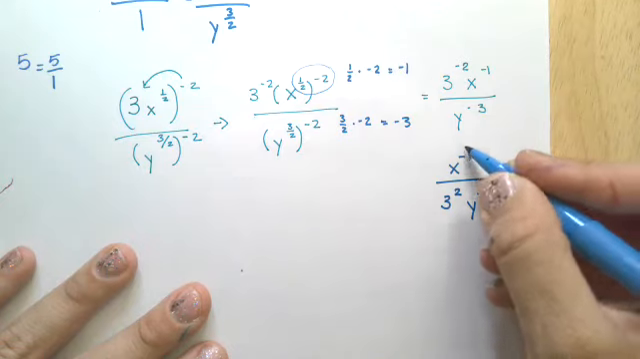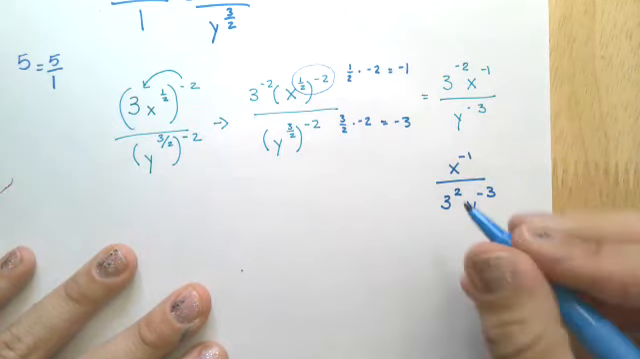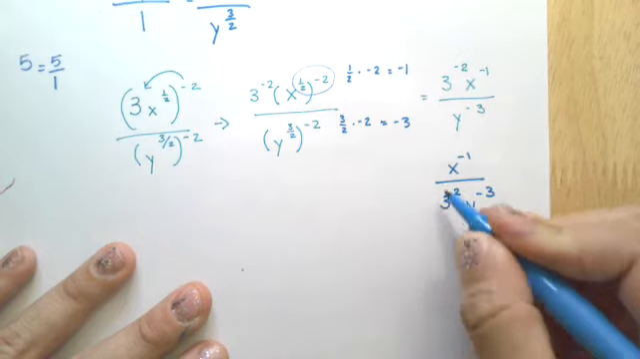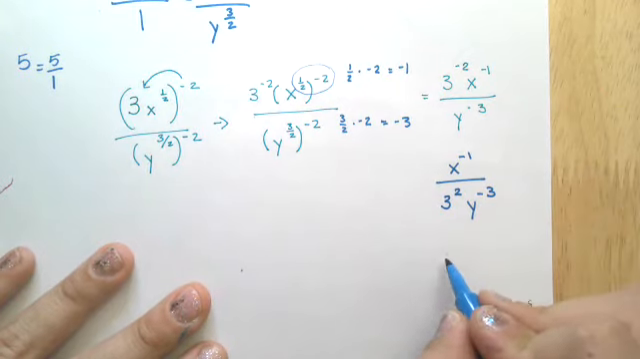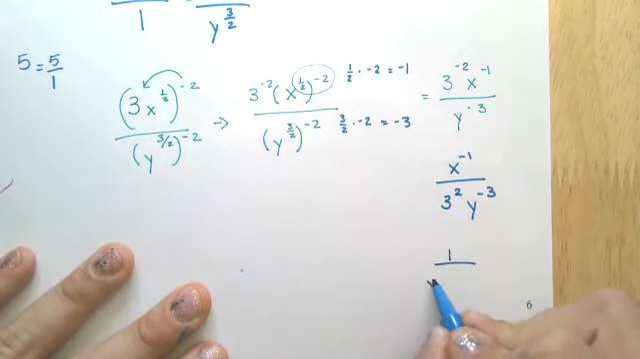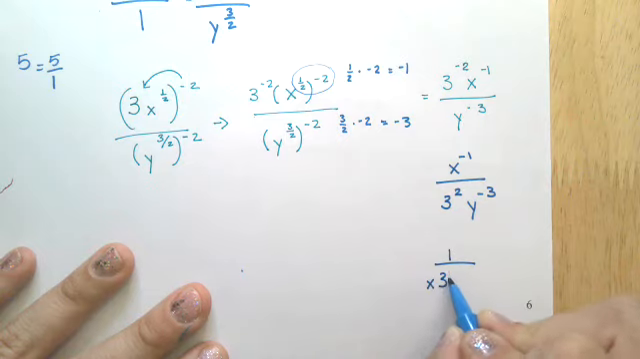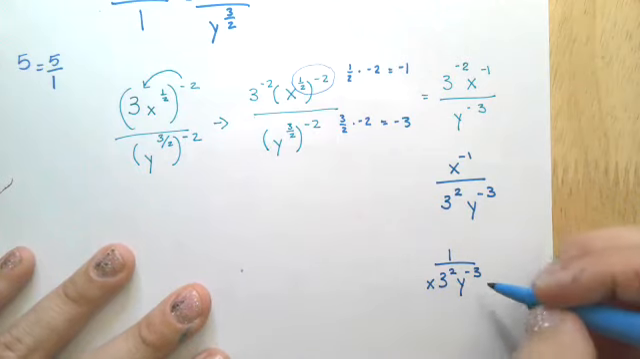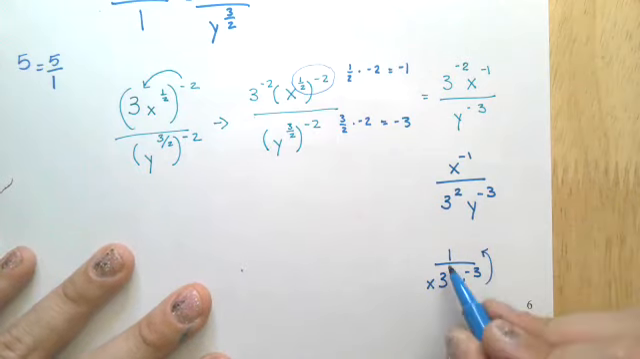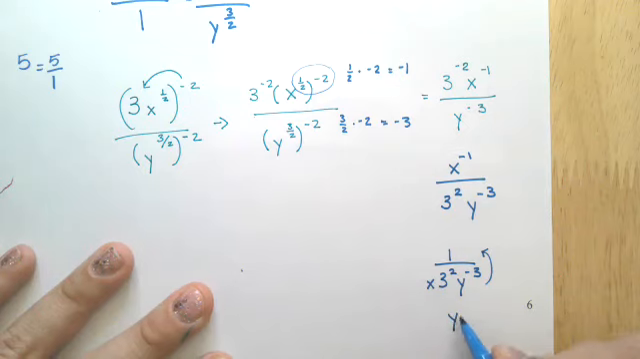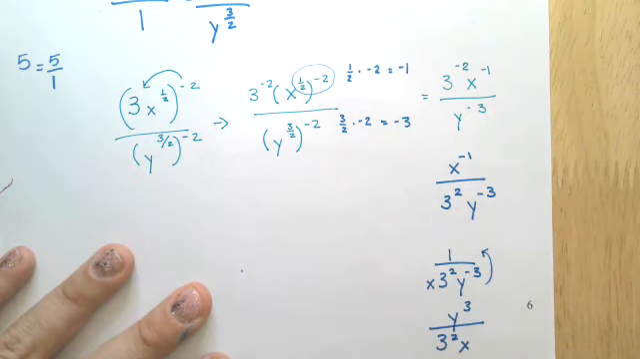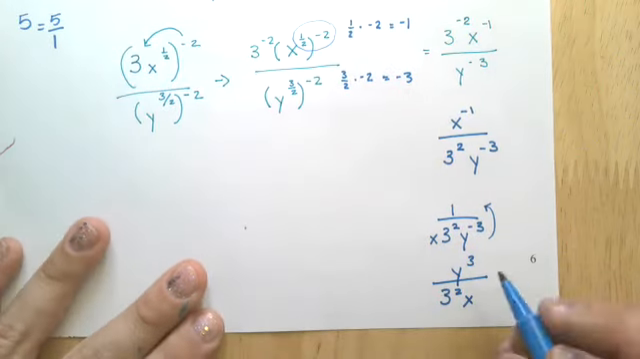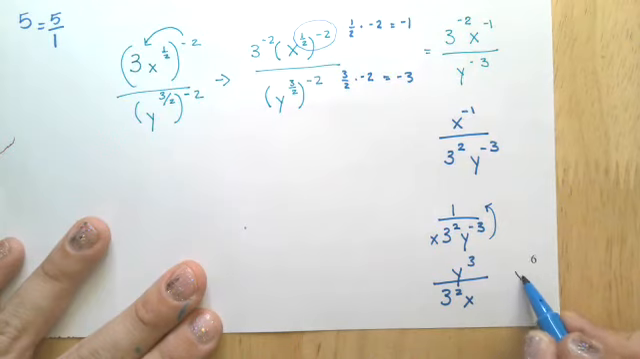So you can move the y up first or the x down first. If you move the x down, you have to leave a 1 up there. You just have 1 over x, 3 squared, y to the -3. Now we move the y up. So now you don't need the 1 anymore. y to the 3rd over 3 squared x, right? And 3 squared is the same as 9. So y to the 3rd over 9.